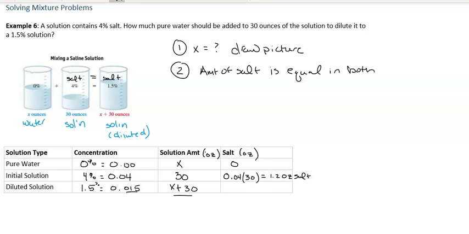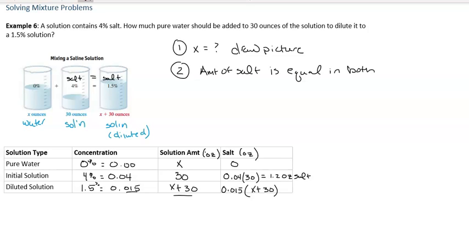So to find the amount of salt, we're going to take the percent 0.015 as a rate of X plus 30. That is going to give us the amount of salt in our final solution, which is, of course, the same. So those two are the same. Now we're going to set up an equation. I don't even have to do 0.04 times... let me undo that, because basically it's the first thing we did. It is the 1.2 ounces. That is 0.04 times 30. So we're just going to use the 1.2.